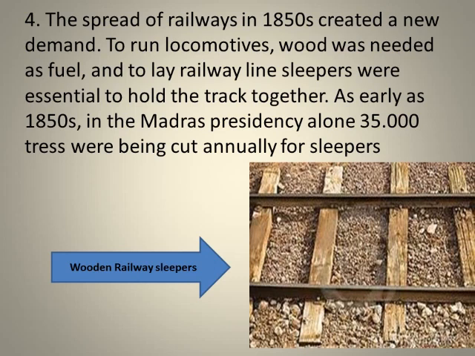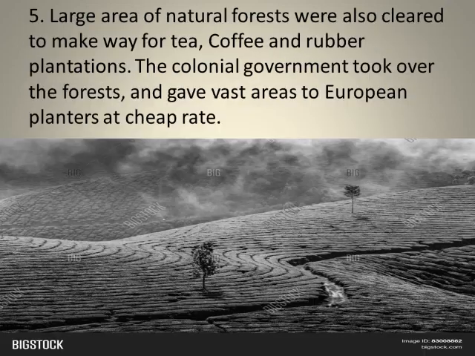together. As the railway tracks spread through India, larger and larger numbers of trees were felled. As early as the 1850s, in the Madras presidency alone, 35,000 trees were being cut annually for sleepers. The government gave out contracts to individuals to supply the required quantities. These contractors began cutting trees indiscriminately. Forests around the railway tracks started disappearing.